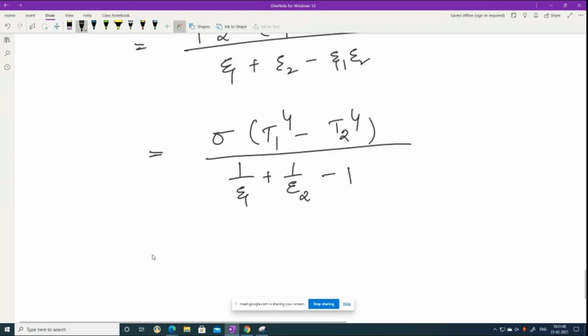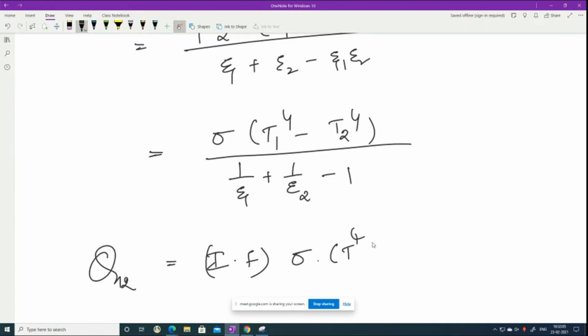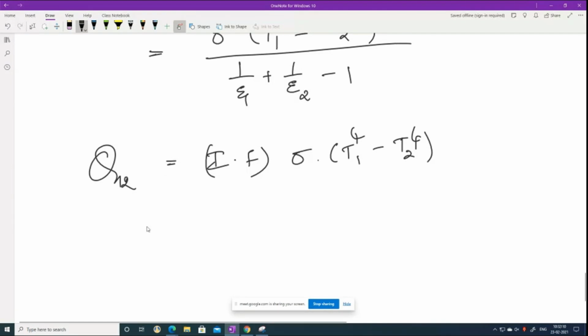Okay, so this can also be written like Q12 is equal to IF, which means the interchange factor, or equivalent emissivity as people call it, into sigma into T1 to the power 4 minus T2 to the power 4. This will be the final expression, where IF is equal to 1 by epsilon 1 plus 1 by epsilon 2 minus 1. So this is how your expression will be.